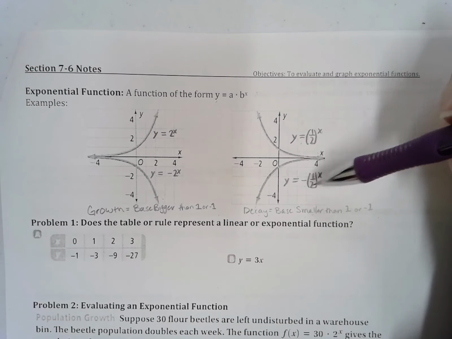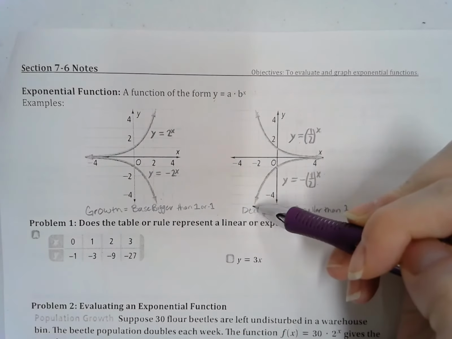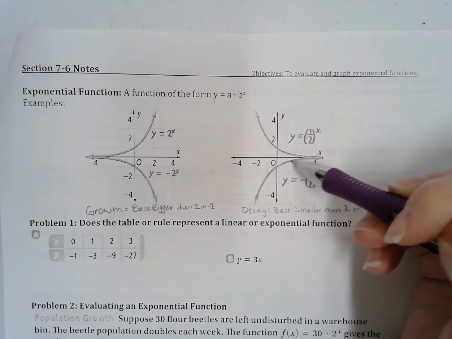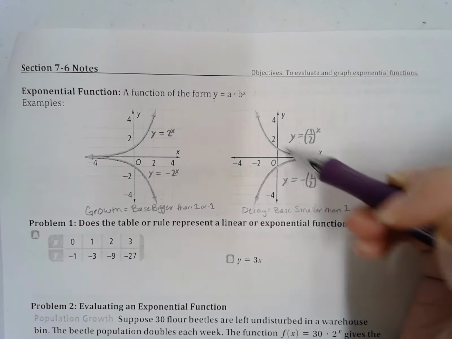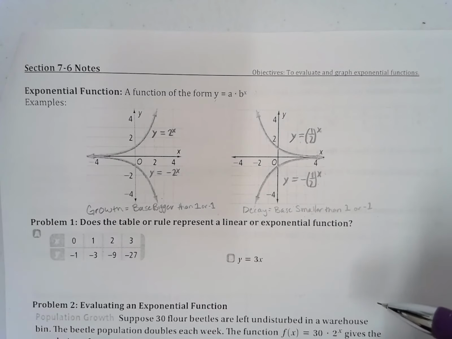This next line is y equals -1/2 to the x power. This starts way down low at the negatives and goes up towards 0. So when it's coming towards 0, it's what we call a decay graph because it's going towards 0.